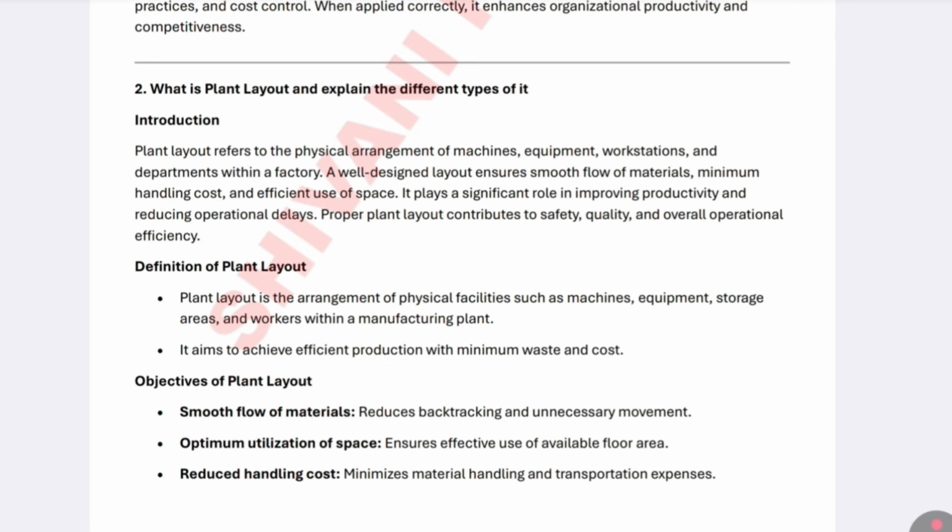Okay, so a well designed layout will be helpful for the organization to run the operations very smoothly. It will be helpful to increase your productivity, it will reduce your expenses, it will save your time. Okay, it reduces the idle time. Yes, so proper plant layout will be helpful for the safety, quality and overall operational efficiency. This is the meaning of plant layout, ma.